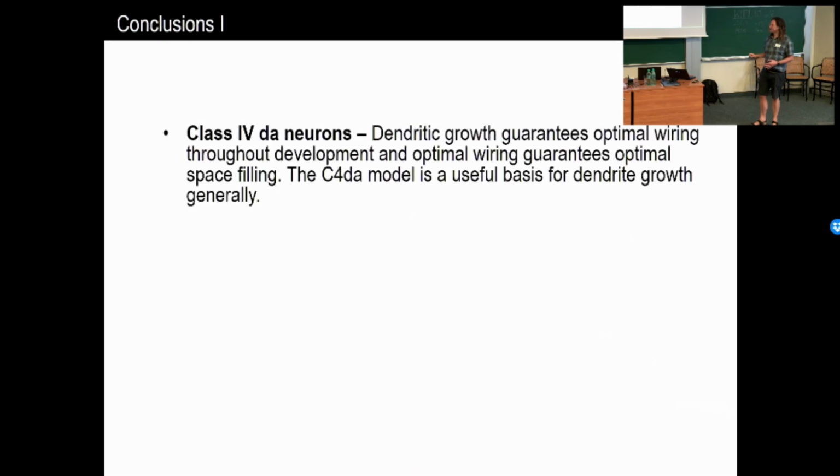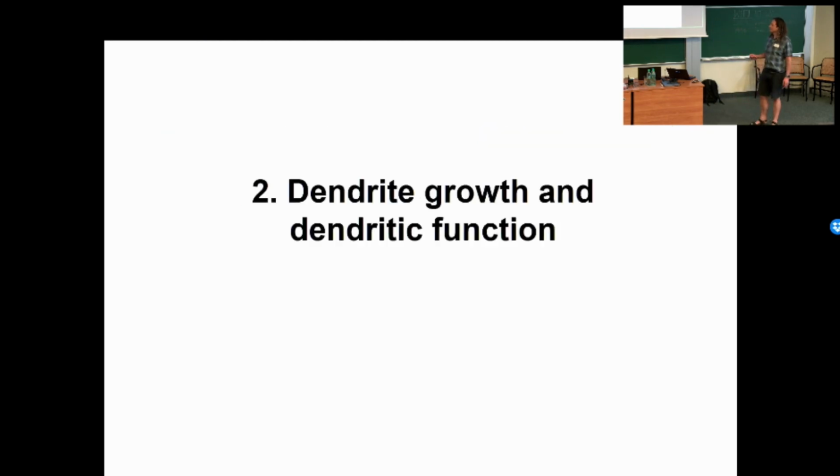And now we have to go into the other class 1 and class 3 briefly, just so that we relativize what we found here. So obviously, the growth process in these class 4 guarantees optimal wiring throughout the development, and the optimal wiring itself guarantees that there is an optimal space filling. And it seems to be a useful basis, at least an underlying growth program, for not only fly dendrites, let's say, not only class 4 fly dendrites.